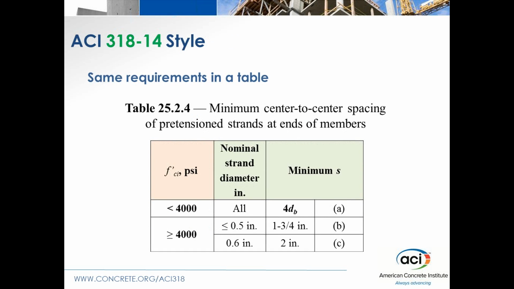Well, what about a table? All that information that we just said, as engineers, we like to see something graphically, something easy. So instead of saying all those words, let's put it in a table. Now, if you look at that, I think that's a little easier to understand what the minimum center-to-center spacing of pre-tension strands is at the end of a member. If it's greater than or equal to 4,000 psi, and you have strand diameter of a half inch or less, there's your answer. So we think that's a big improvement.